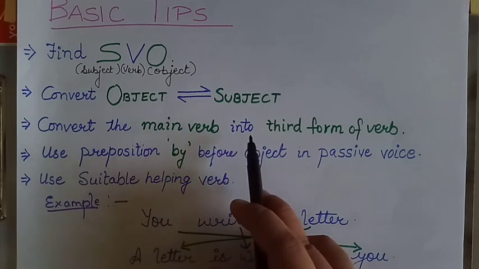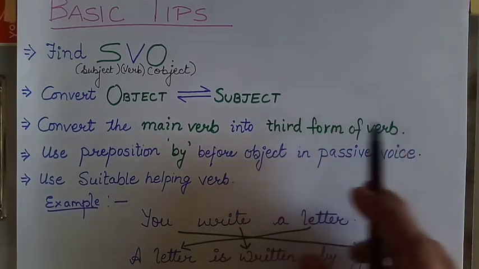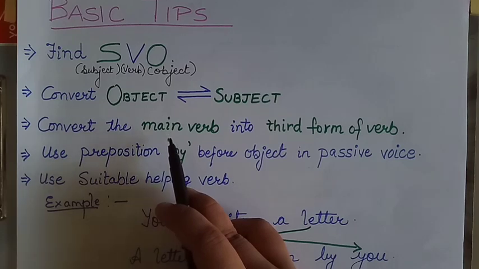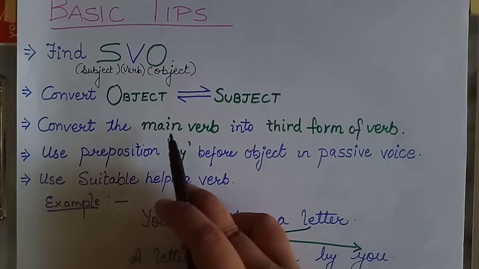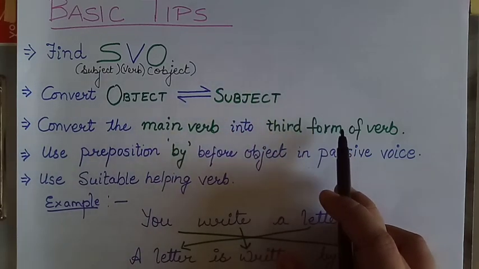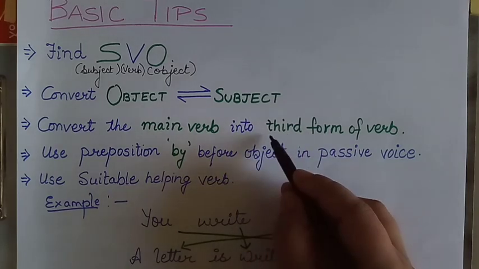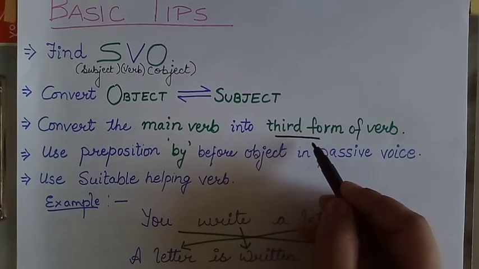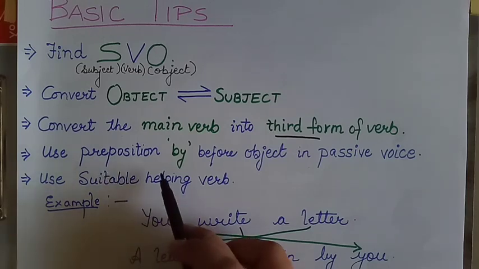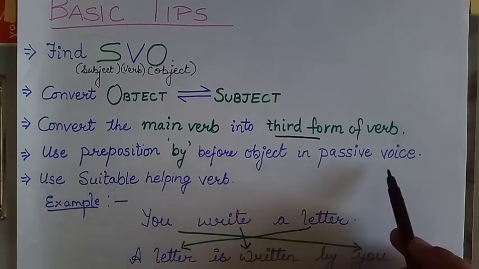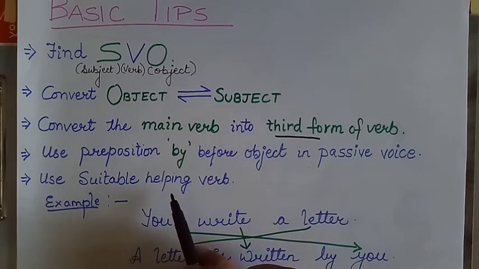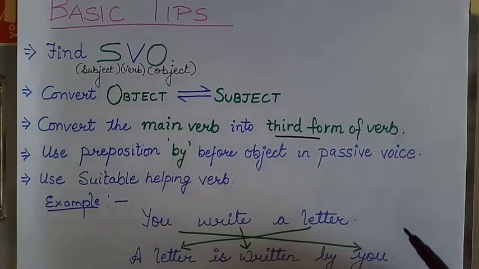Convert the main verb into the third form of verb. It doesn't matter in which form the verb is in active voice, but when we convert it into passive voice, it will always be in the third form. Use the preposition by before the object in passive voice. Use a suitable helping verb. Now we will discuss the main pointers in detail. Before that, let's take this example.